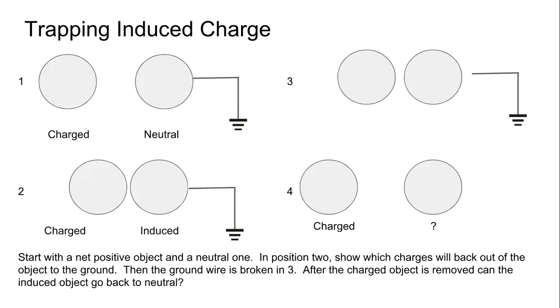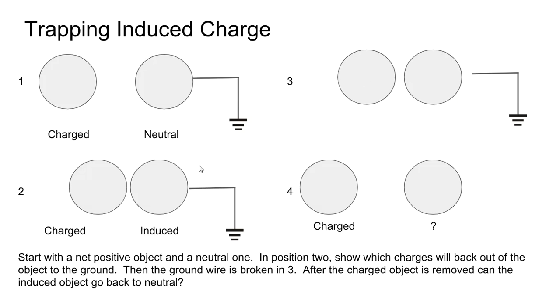Now, on part 2, I want you to show the induced reaction. What will the charges look like on the second object here when this one's brought nearby? Now, the charges that hate what's approaching them will move away. Where do you think they'll go when there's an obvious escape route? So I want you to show what you think will happen to these charges when they can actually escape this object. And at this point, I want you to sever the ground wire.